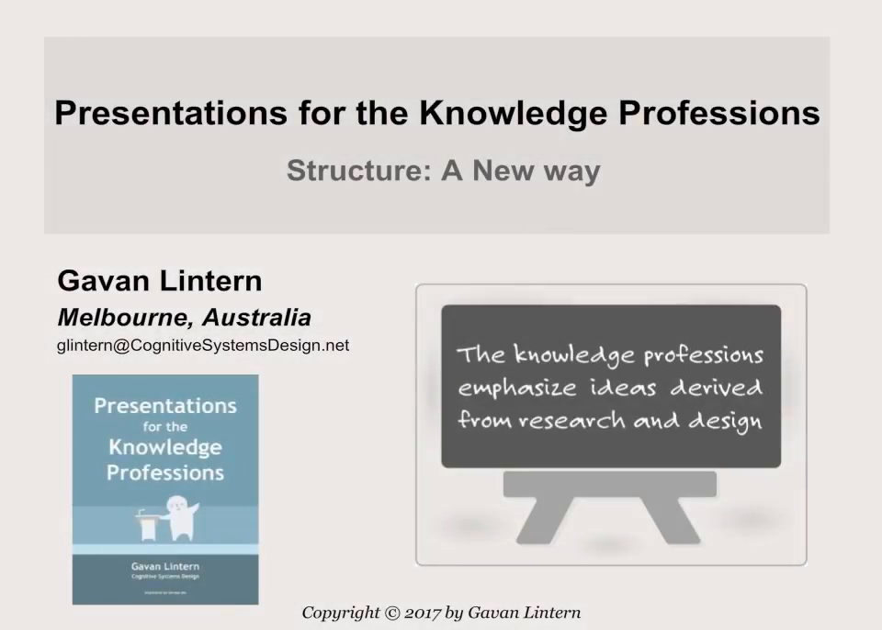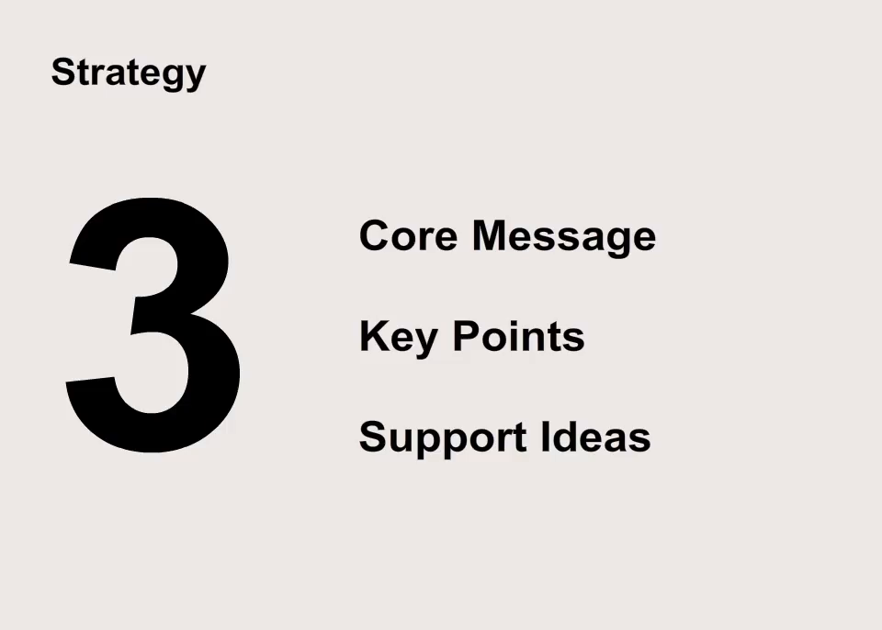In my presentation book, I promote a planning strategy that can transform your presentations from dull and overly complicated to engaging and informative. There are 3 steps. You develop a core message. You then develop 3 to 5 key points. And finally, develop 2 or 3 support ideas for each of your key points.